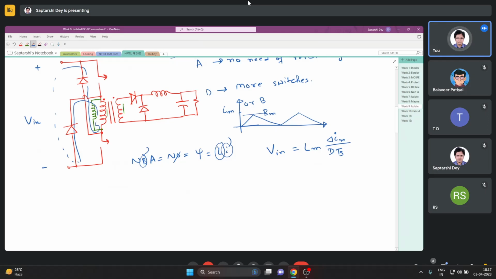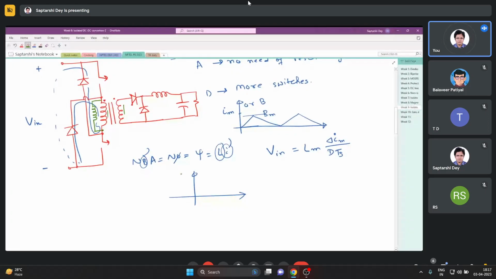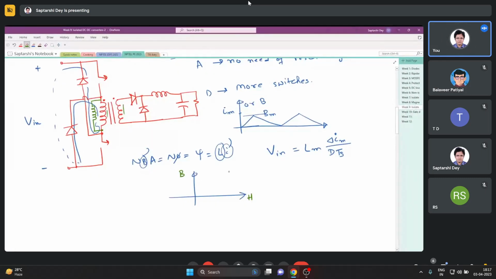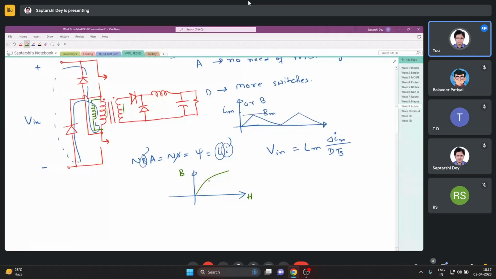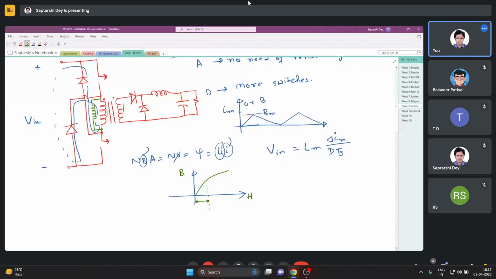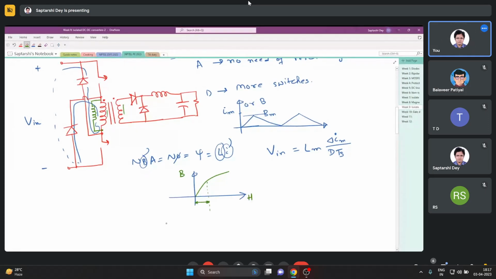But the thing is, what I am saying is, if I look at the BH curve, let us ignore hysteresis for the time. It is like this, right? What we are doing, we are operating in this zone. So we have designed it so that it can go up to the knee point. In this zone it operates, right? But the thing is, BH is not only in this half, it is like this.